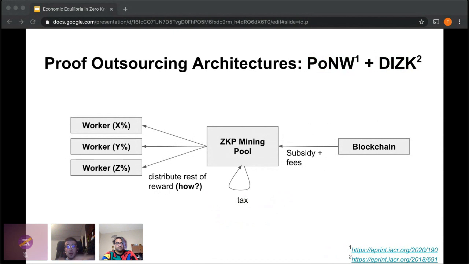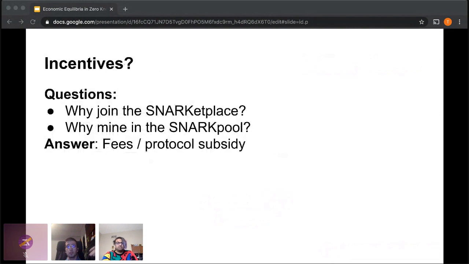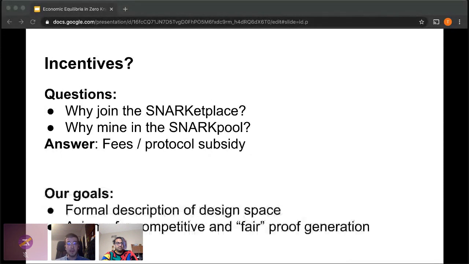So our whole question around this is, why do people do this? Why do people join a snarketplace like in Coda, or why would people mine in a snark pool? And the answer, obviously, is that there may be some attractive subsidies on the launch, or there might be some protocol fees, which, taking opportunity cost and everything else in mind, will be more attractive. But again, how do we choose this?